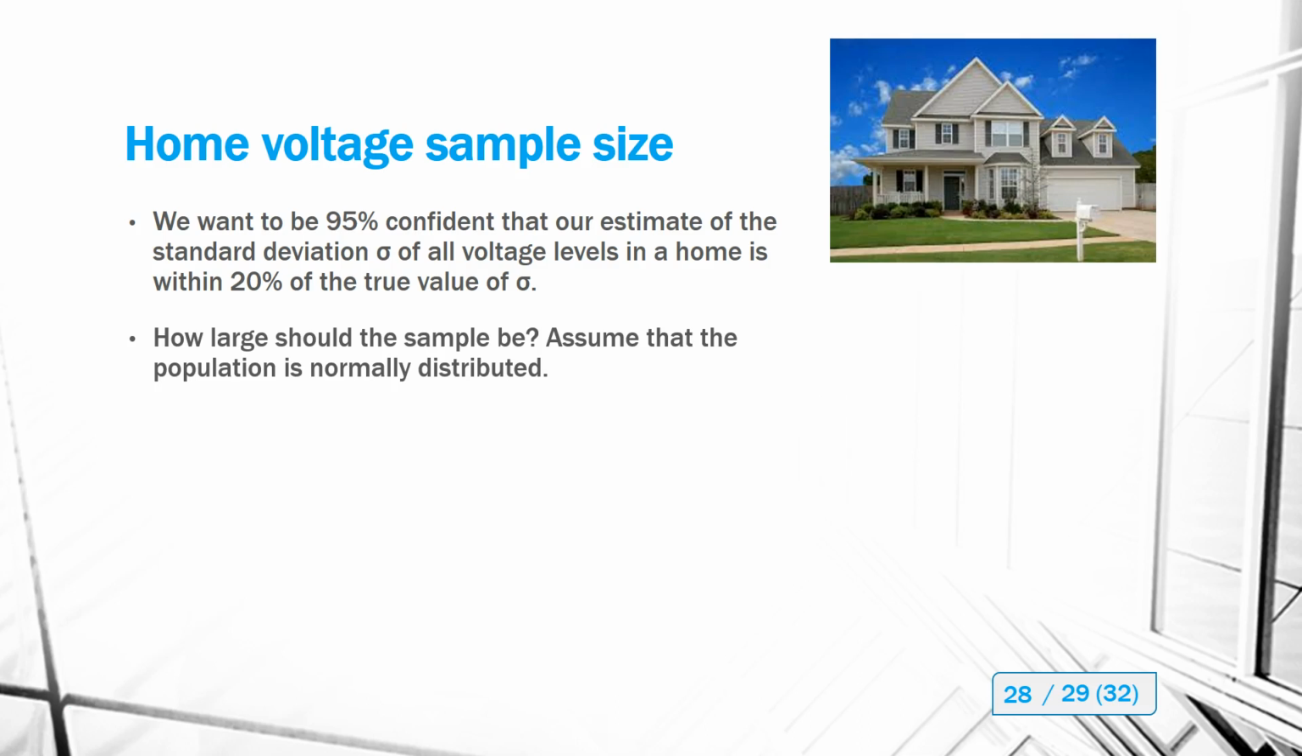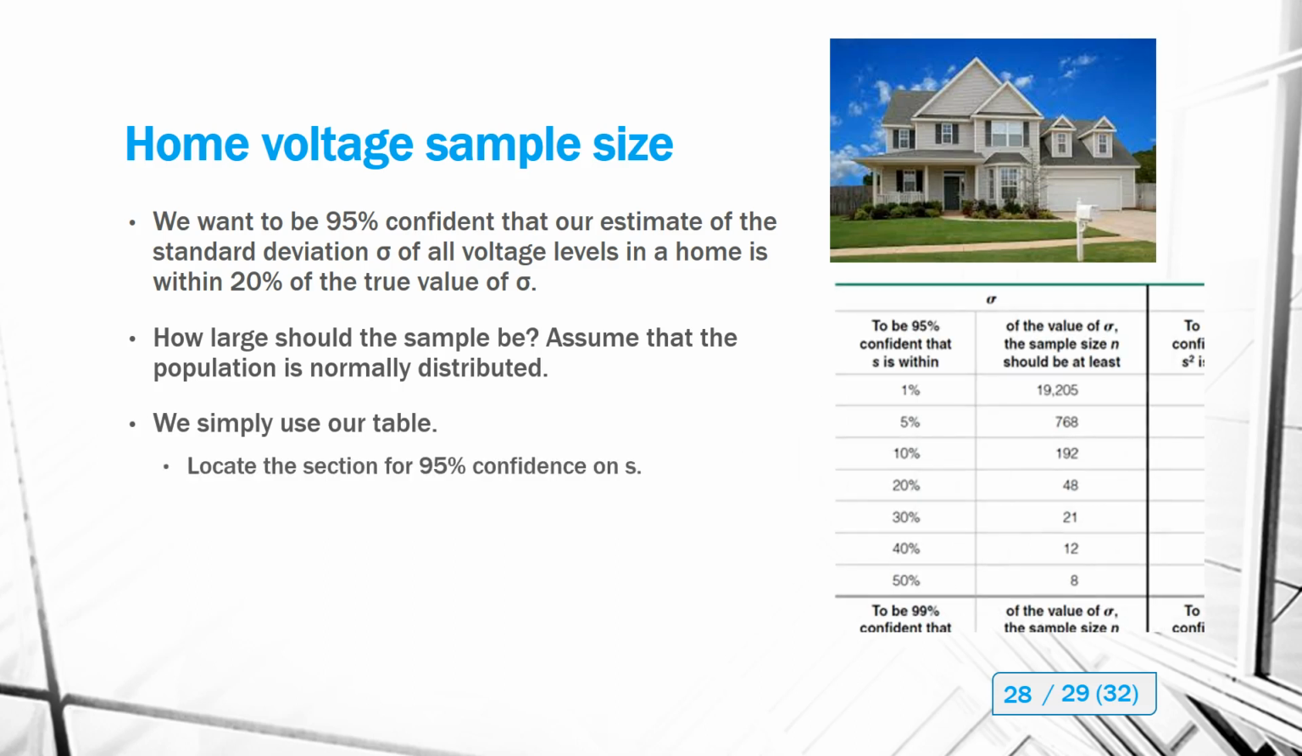So to get the actual sample size, we're just going to use our table that we saw on the previous screen. So the first step is locate the section for 95% confidence on your sample standard deviation. Here I have it blown up on the right side of your screen. So this is the top left corner of what we saw on the previous slide. Now that we've got the right section, we find the row for an error of 20%. So there on the left you can see different percent values. We want to be 95% confident within certain percentage levels. Find the row for 20% and then read off the minimum sample size right there to the right of it. We see that it's 48.